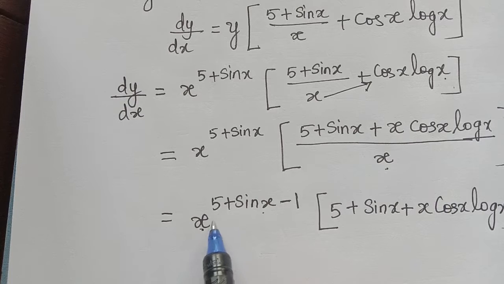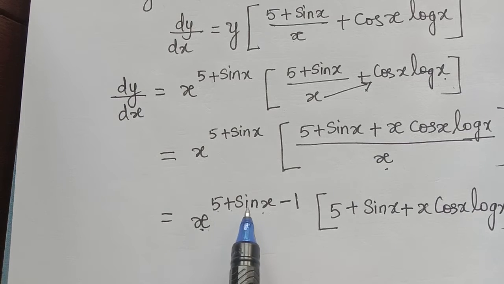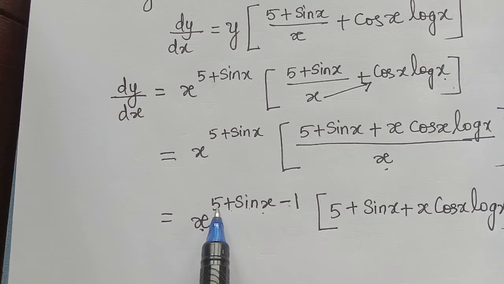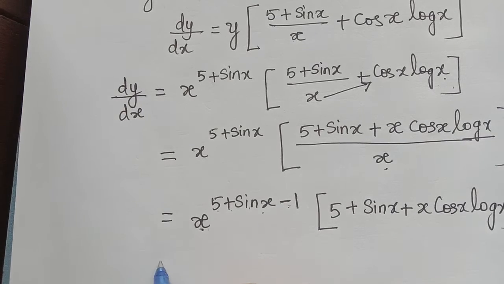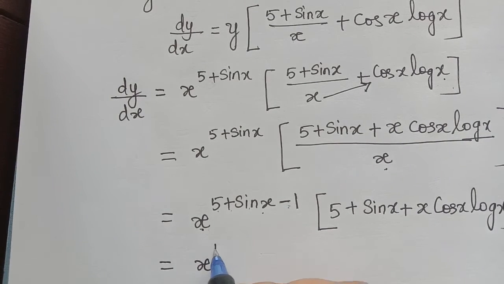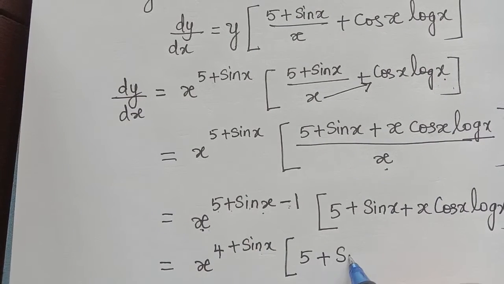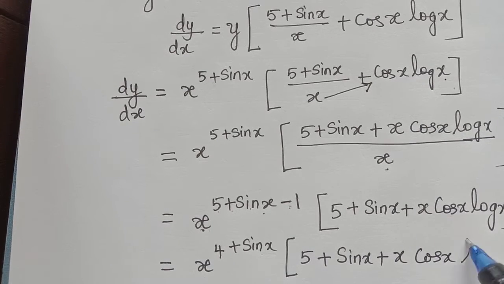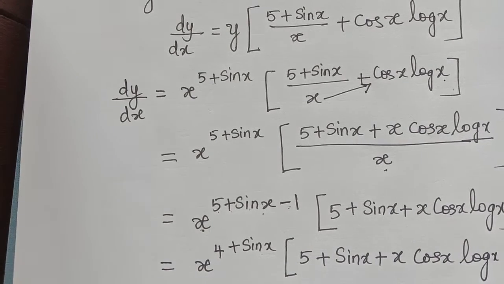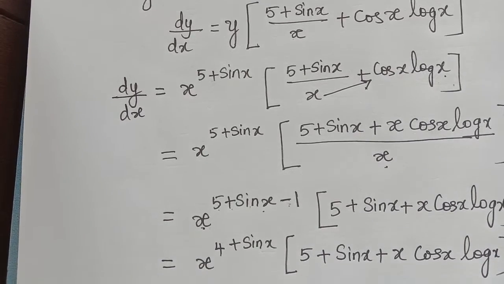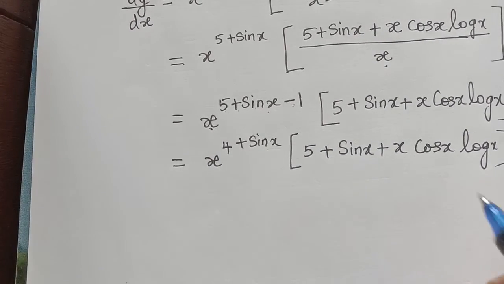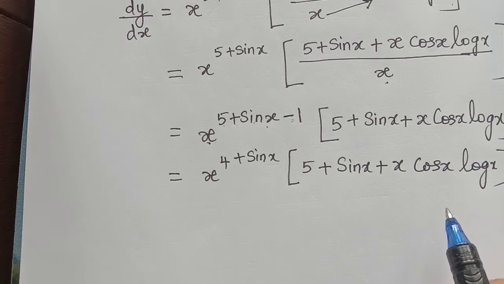Now here in the power we have 5 plus sin x minus 1, and so 5 minus 1 is 4, and so we get this as x to the power 4 plus sin x multiplied with 5 plus sin x plus x cos x log x. So this is the solution that we arrive at for the given question. Hope you have understood this problem.